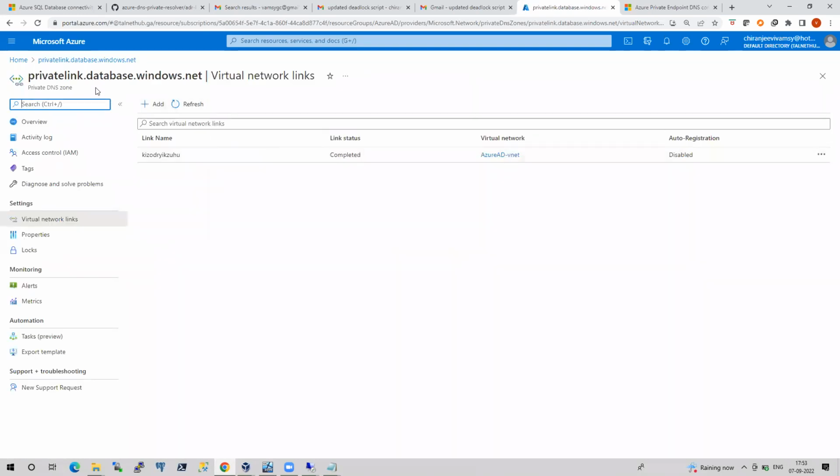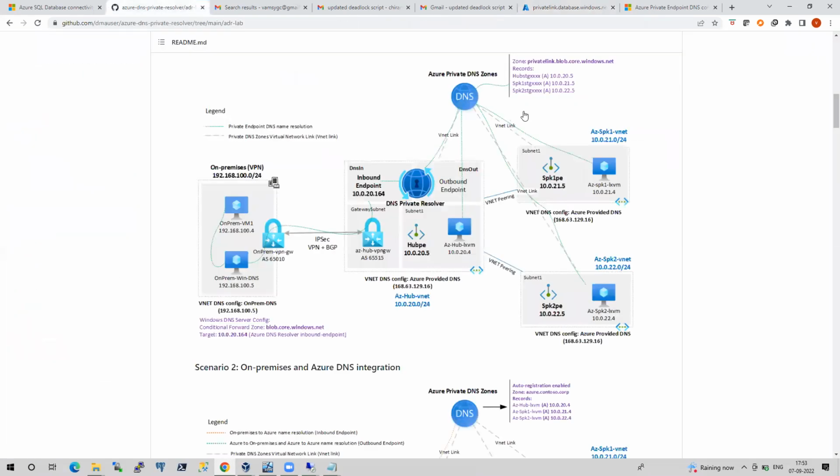So I have the private link for my Azure AD VNet. Okay, so it is linked only to this VNet. Only this VNet. So as per this diagram, I need to link to the spokes also. My spoke is now, sorry, one second. I'm getting lost here. I have to go a little slower. Let me come back.